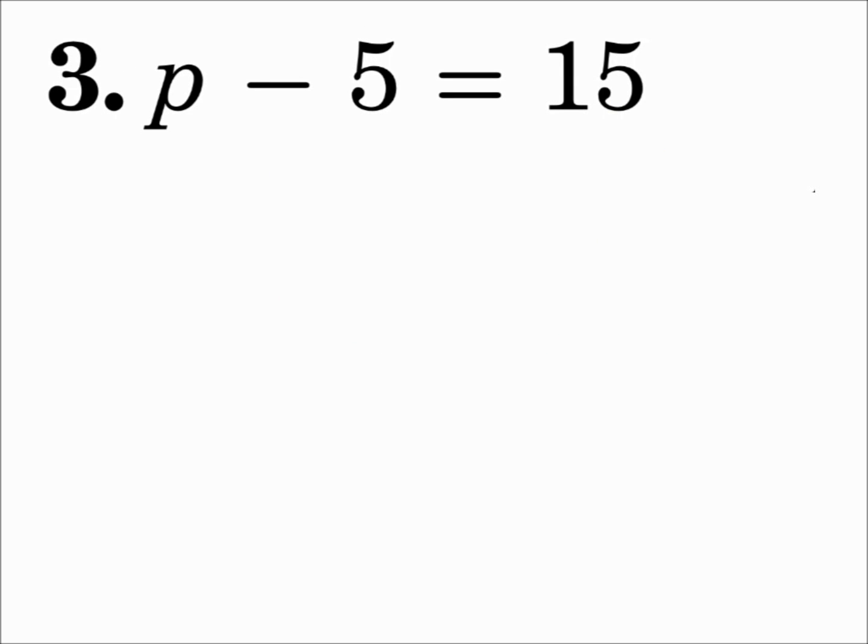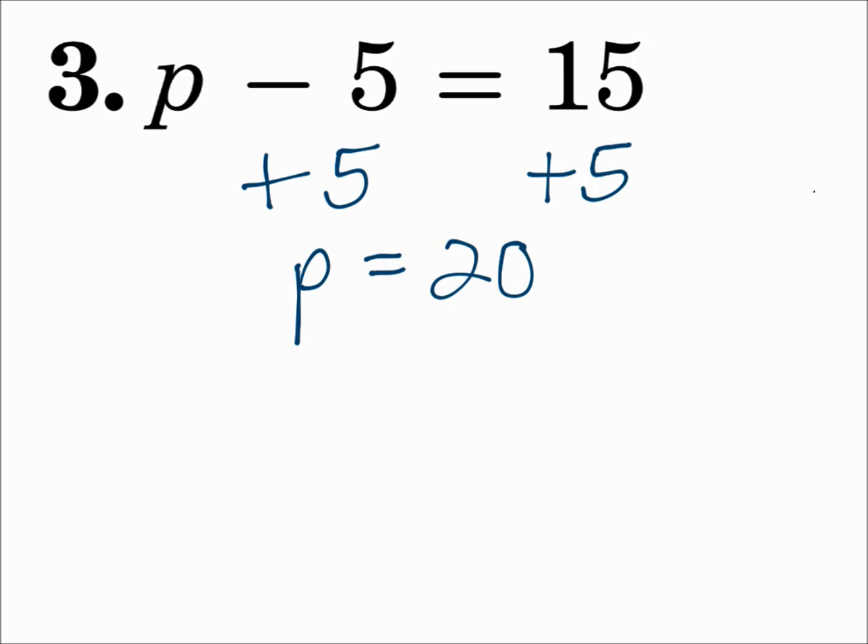Number 3, p minus 5 equals 15. The 5 is being subtracted, so do the opposite and add it to each side. The 5's cancel on the left, and 15 plus 5 is 20.